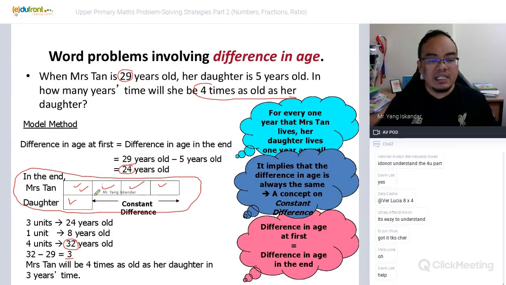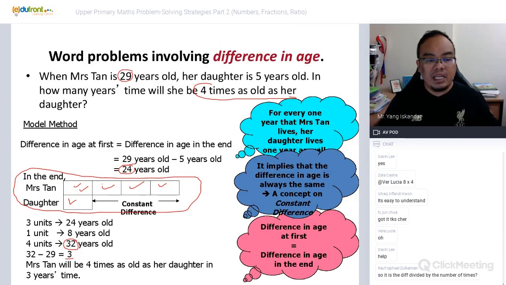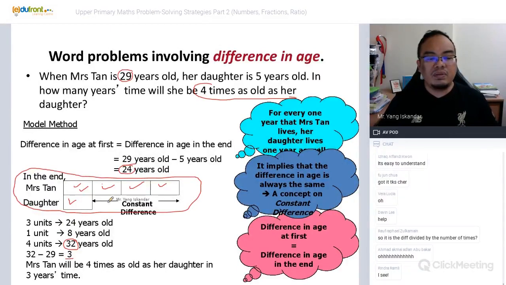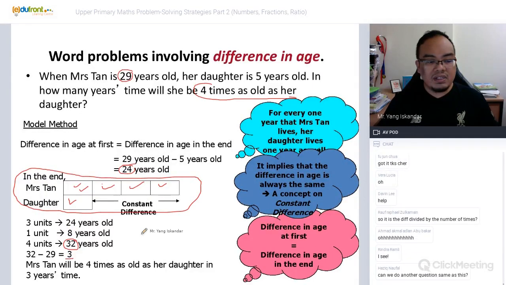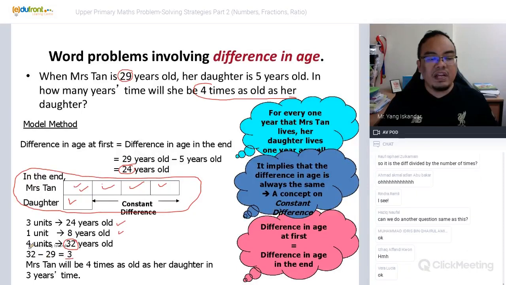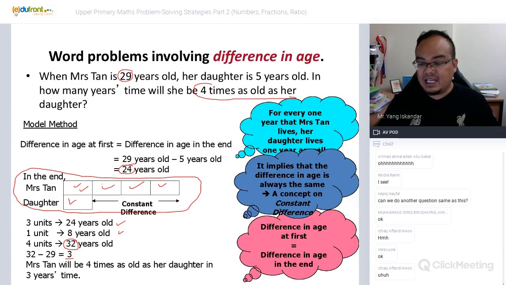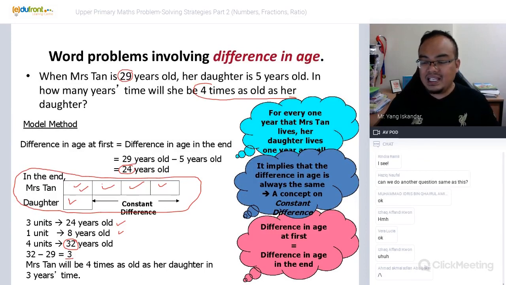And so for 3 units, you can see here the difference. This is the difference in the end. Since we know the difference is the same in the beginning or the end, 3 units is 24. Okay? Correct, right? So 3 units is 24, so 1 unit is 8. Then we find 4 units. Why? Because we want to find how old is Mrs. Tan at the end. Okay?